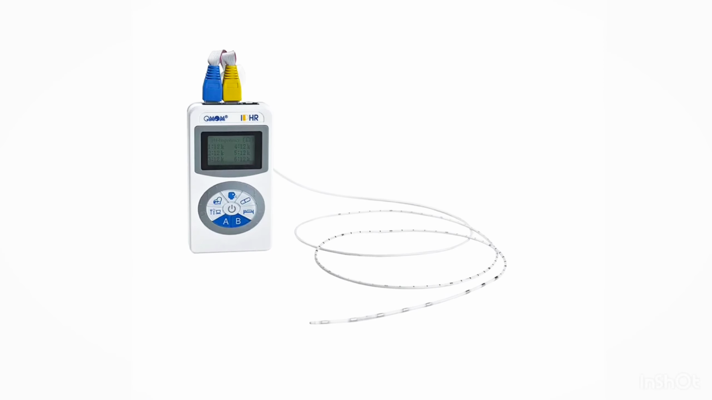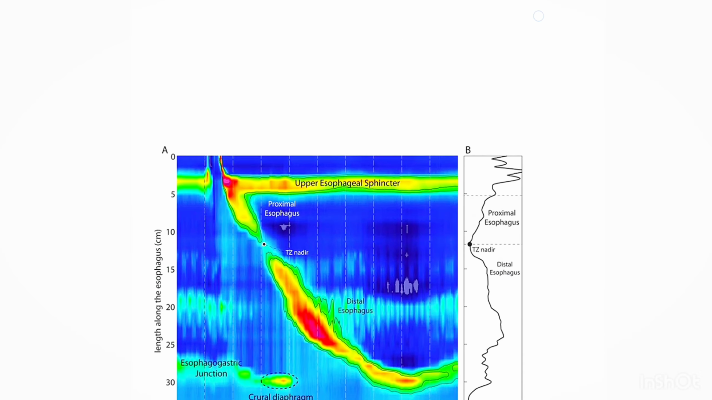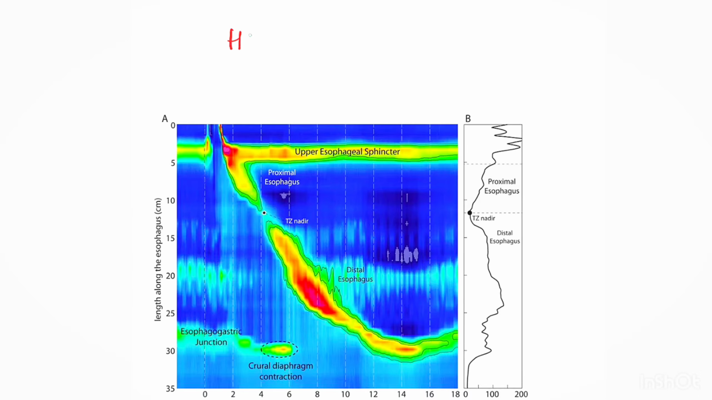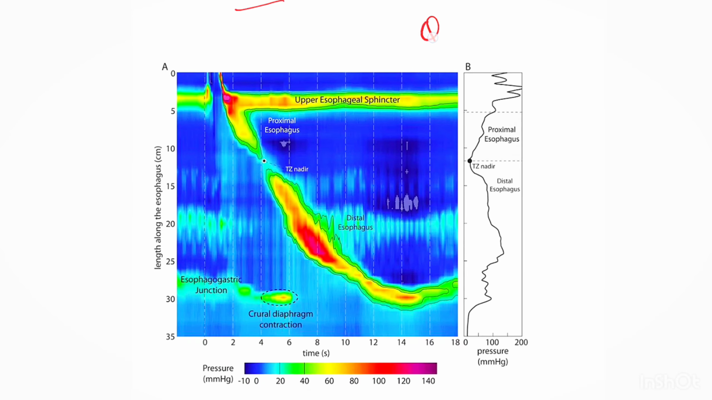So this is the picture of pH ambulatory monitor. This is the probe placed in esophagus for pH monitoring. And there is a picture of HRM, high resolution manometry. So this is the picture which can be asked in upcoming NEET PG.